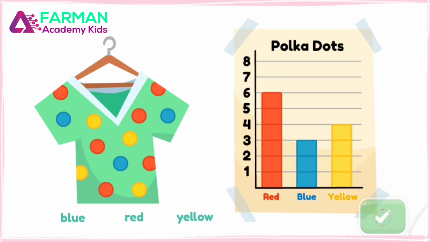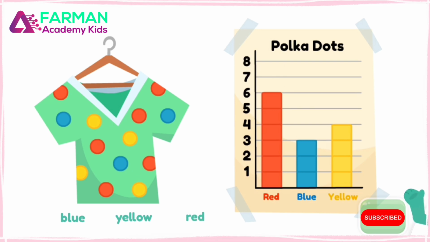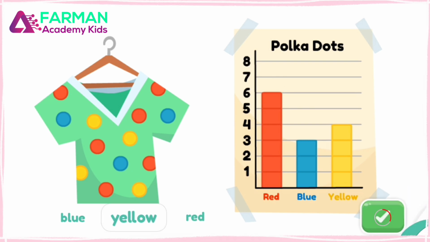Which color has 6 dots? Red. Sweet! There are 6 red dots. Which color has 4 dots? Yellow. Awesome! There are 4 yellow dots.